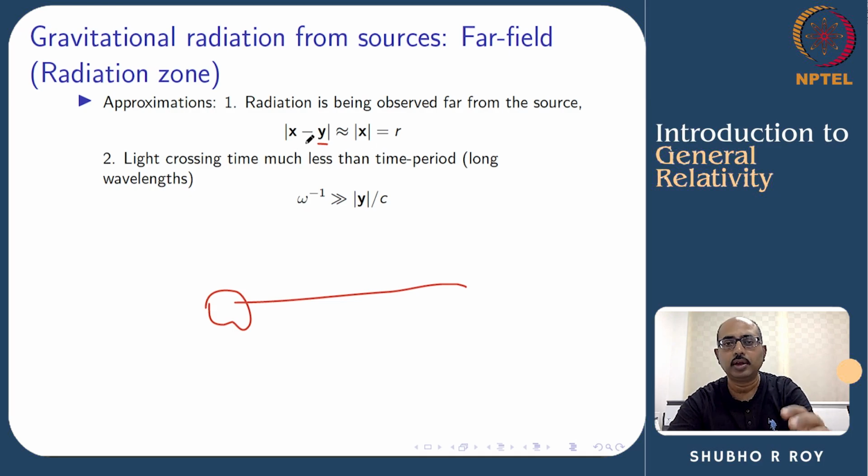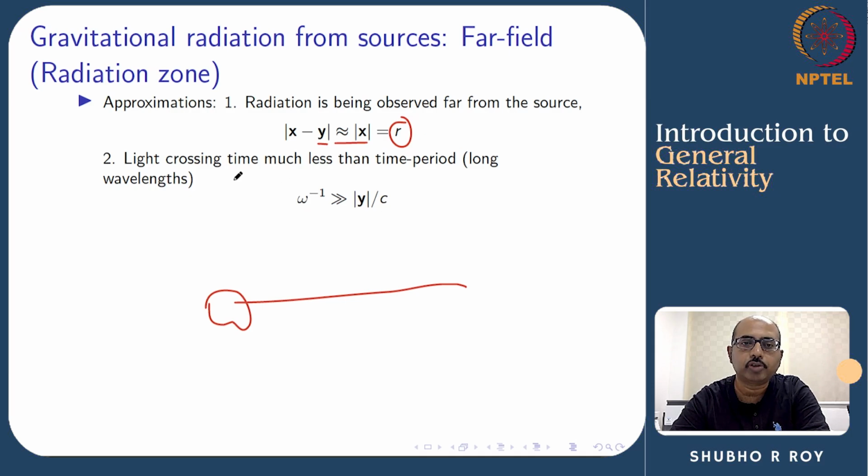So the separation from the observation point to any point on the source will be almost the same all over the source, and so approximately |x - y| is r. Okay, I'm denoting that separation by r.